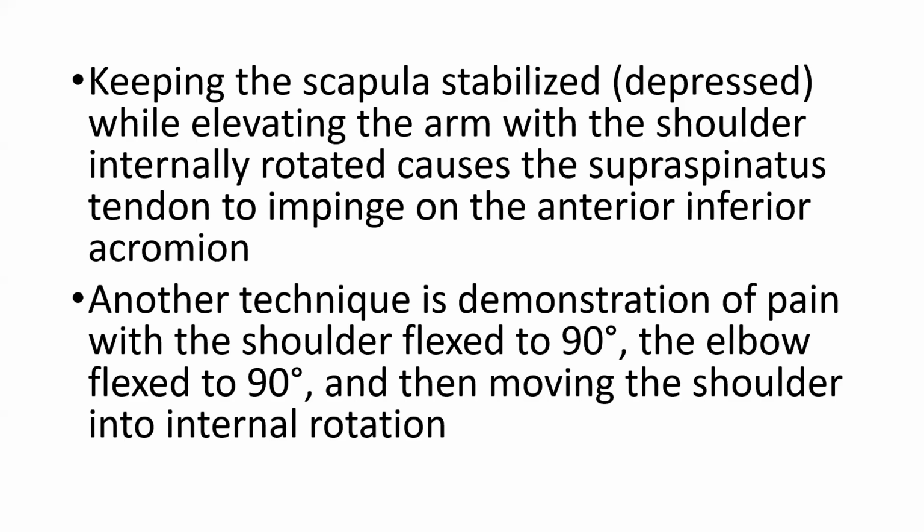Keeping the scapula stabilized and depressed while elevating the arm with the shoulder internally rotated causes the supraspinatus tendon to impinge on the anterior inferior acromion. Another technique is demonstration of pain with the shoulder flexed to 90 degrees, the elbow flexed to 90 degrees, and then moving the shoulder into internal rotation. That is the Hawkins sign. So you have to pay attention. This is what we ask.